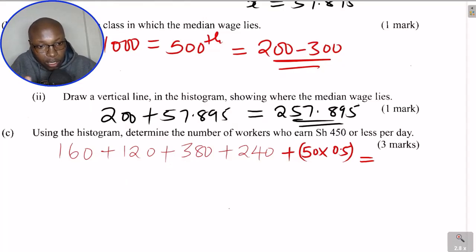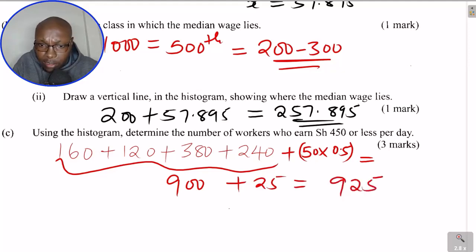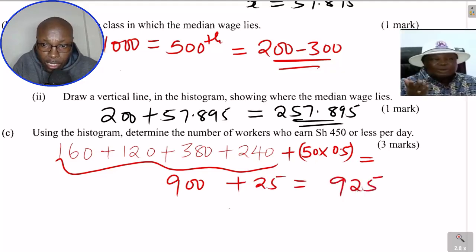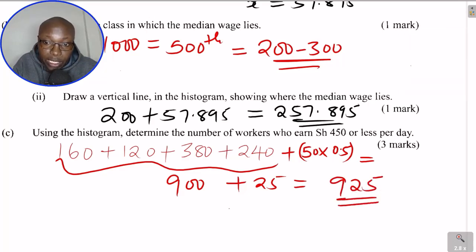So we add 160 up to these, and all these will give 900. Then 900 plus this one, 50 times 0.5, which is 25, and when you add that you get 925. So the number of workers who earn 450 or less per day is 925, and that is simply how you are supposed to solve that question.